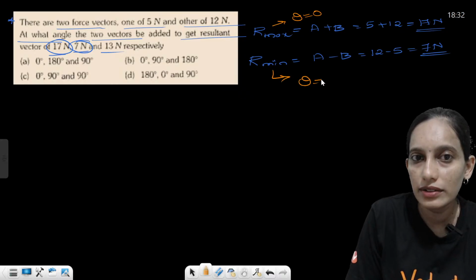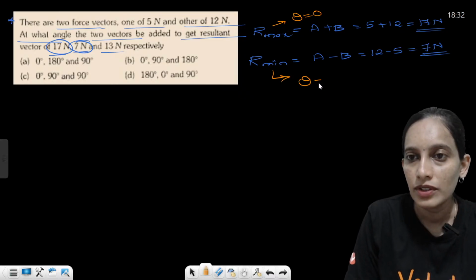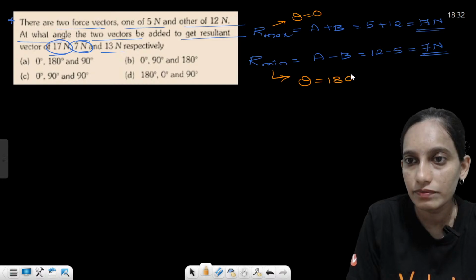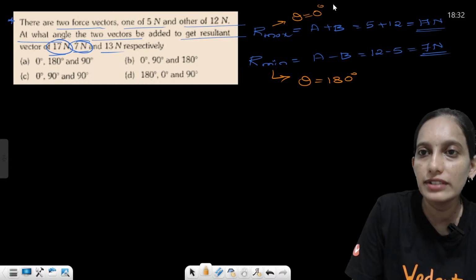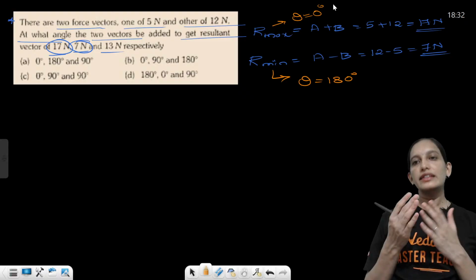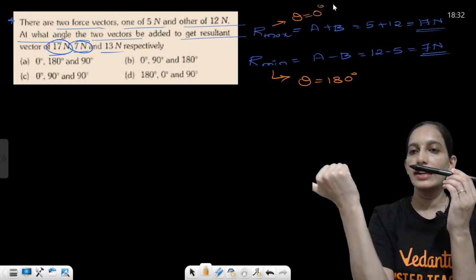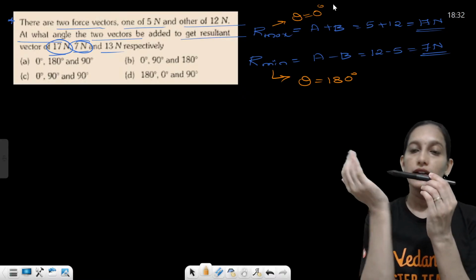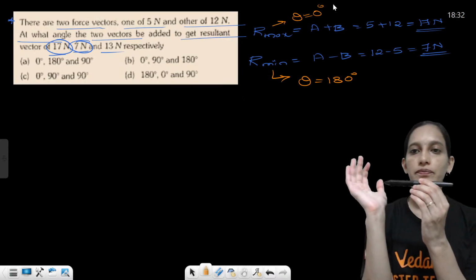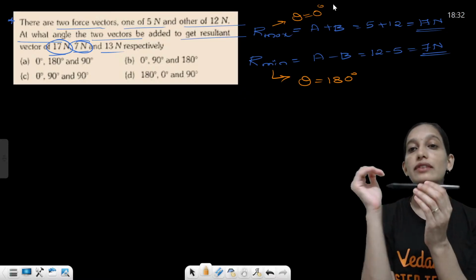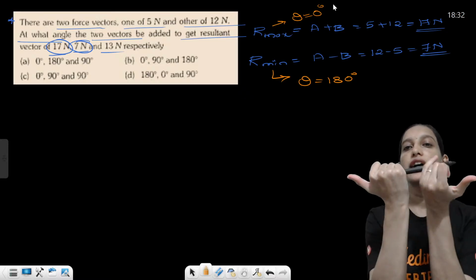Minimum is when theta is equal to 180 degrees. Hope there is no doubt in this. A plus B is when the two vectors are in the same direction, so A has to be in this direction and B in this direction, correct? So theta is 0 then. And A minus B is when they are acting in the opposite direction.